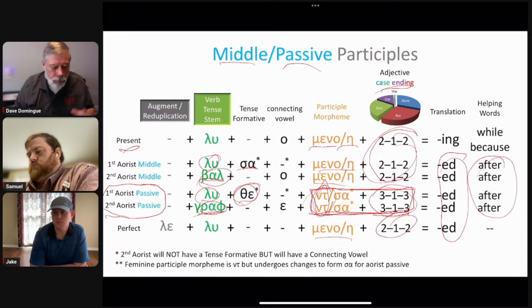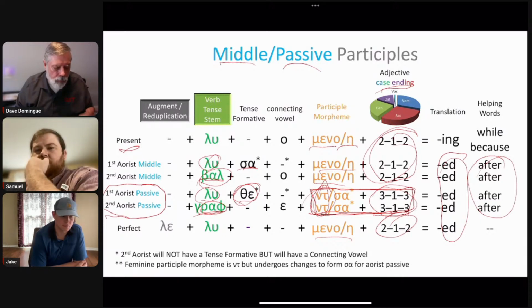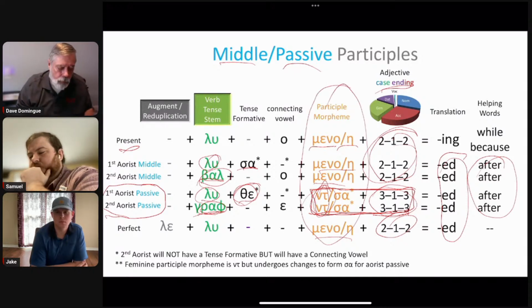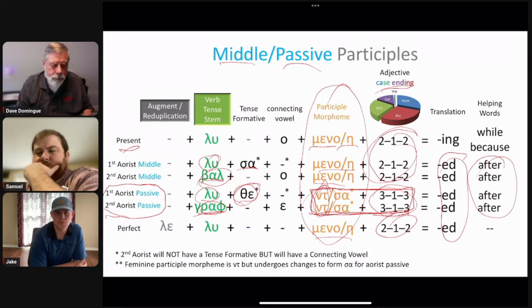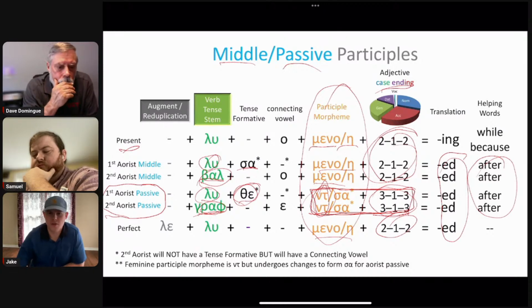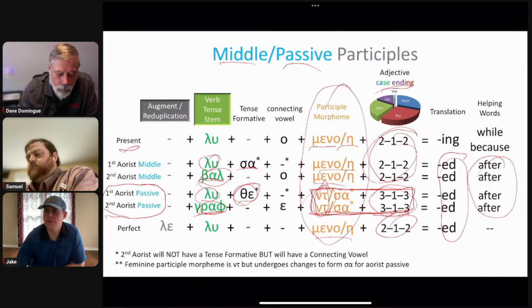Theta epsilon. The only thing that's really new is the participle morpheme. Everything else you've had, it's just now putting it together. Okay? Cool. There was a question I was trying to ask when my Wi-Fi went out.